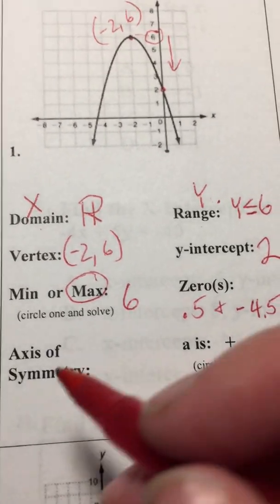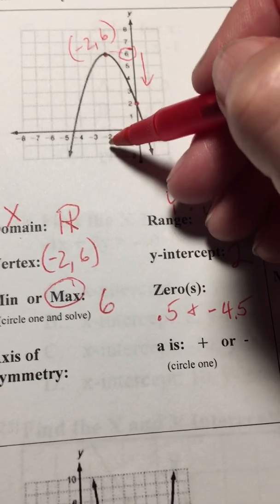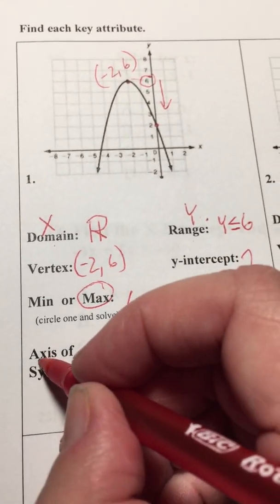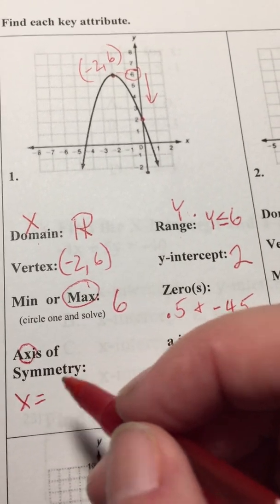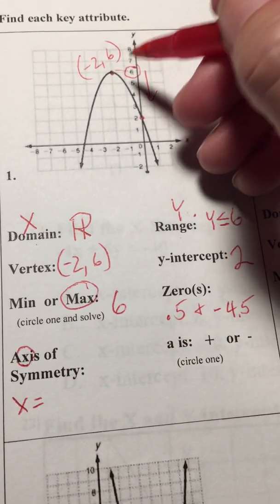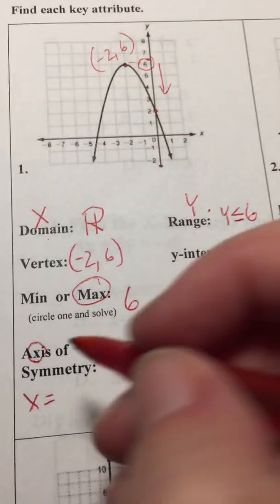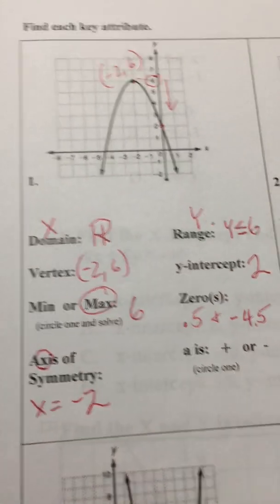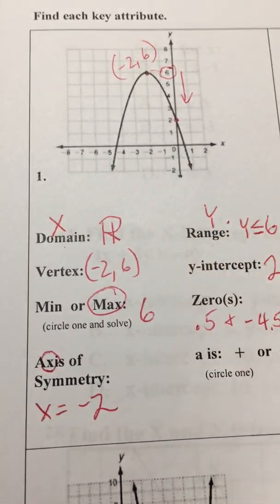The axis of symmetry is the vertical line that goes right down the middle, and they want the equation of that vertical line. All vertical lines start with what letter? X equals. And it's just like bucks, it's x equals a number. And what is the number that this thing goes through? It's that -2 right there. If you want to come down to the x-axis, you can see it's -2. But this is x equals -2. So just looking at the vertex, you know x equals -2, and you know the max or min is 6.